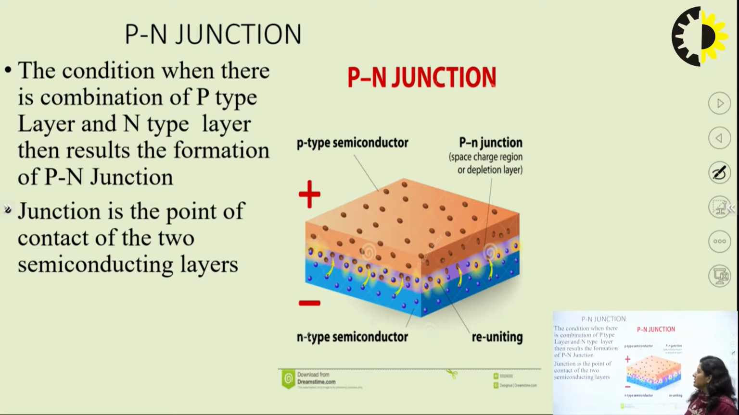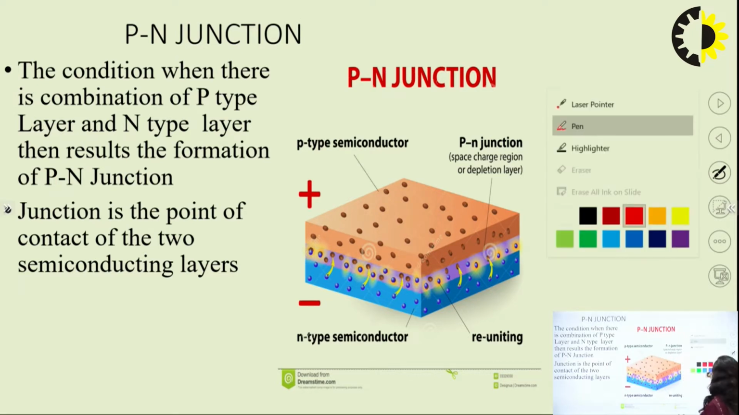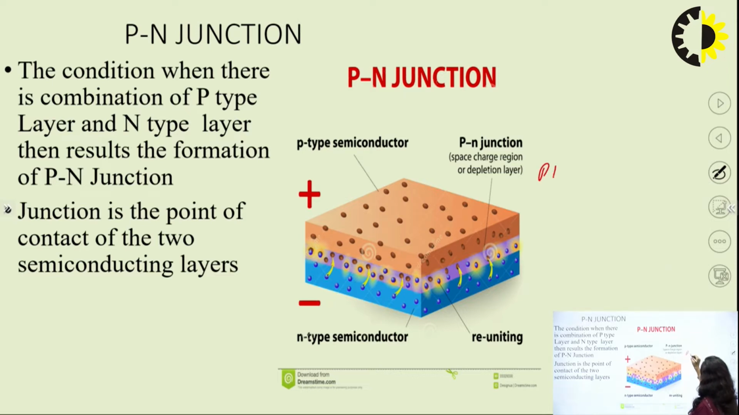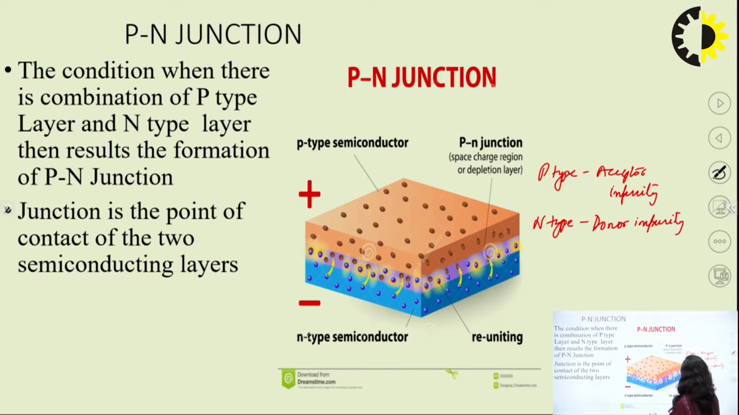When there is a combination of a P type layer and an N type layer, it results in the formation of the PN junction. So we have two layers, a P type layer and an N type layer. As I have told you, a P type semiconductor has an acceptor type of impurity, and for creation of an N type semiconductor, we want a donor type of impurity. In earlier lectures we have already discussed what donor and acceptor type impurities are.